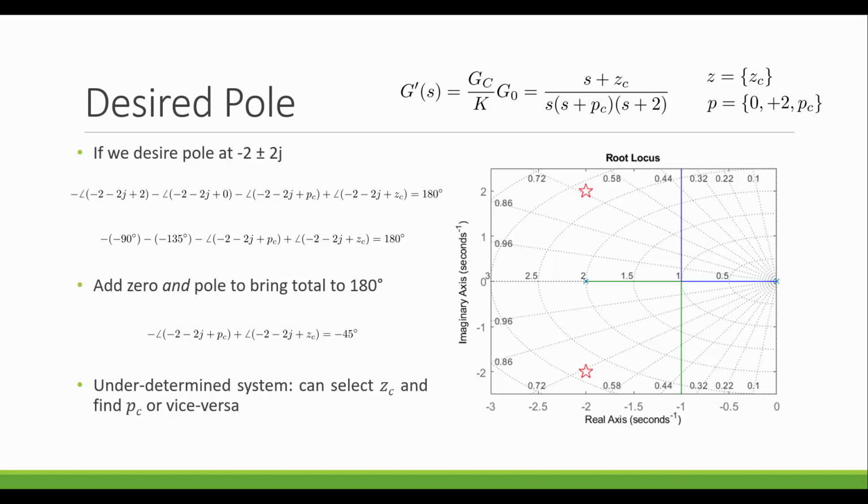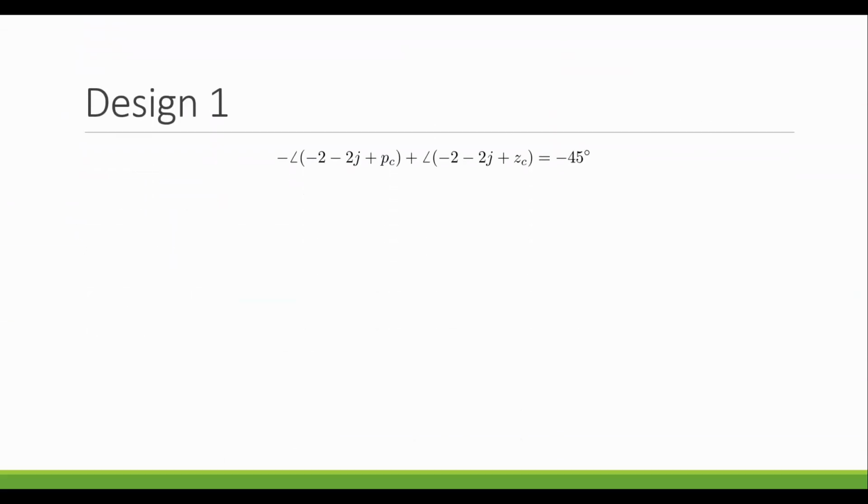Since we can pick a 0 and a pole for our controller, we have some design choices that we can make. So let's go through a couple different designs, and we'll see how our choice of 0 and pole is going to impact the behavior of our system, as well as the input it takes to get control.